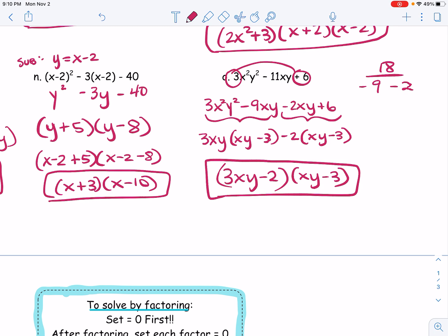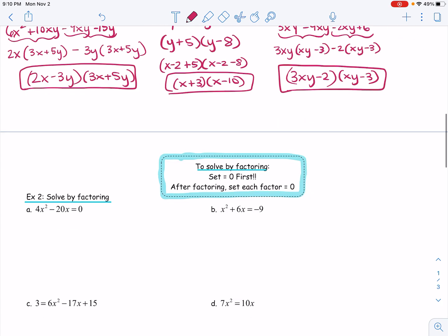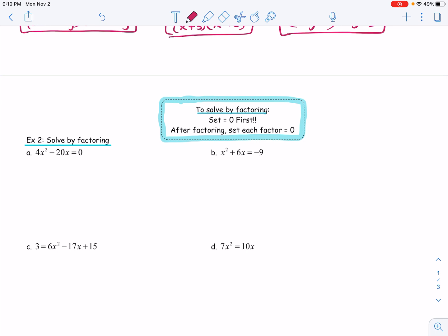I know I went kind of fast, like I said, but you have factored before. This should be coming back to your memory, all right? And so then the last thing we need to do is solve by factoring. So we're still factoring, but it's going to be equal to something. What we need to do is always set it equal to 0 first. Always, always, always. Most of the time it will almost always be set up that way, but it's not always going to be set up that way. So just set it equal to 0 and then factor.